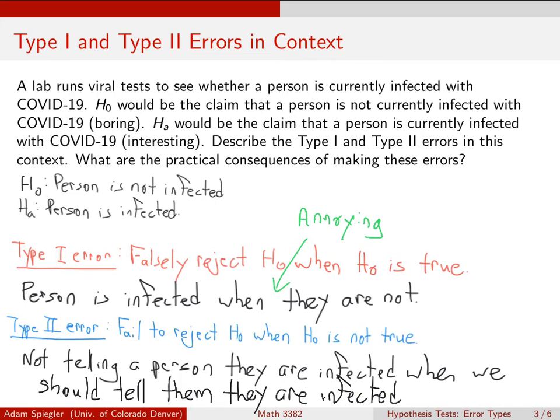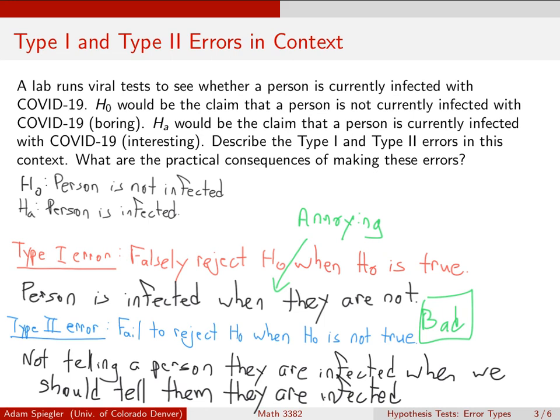So here we can say this maybe is a little bit annoying for the person who has to now quarantine themselves. A type 2 error might result in somebody who is infected thinking that they're not infected and then going out and behaving as if they weren't infected. And this could have really, really bad consequences in that they start infecting other people. So in this situation, we would really want to focus on reducing type 2 errors as much as possible. And if that leads to some type 1 errors, that's not the end of the world.